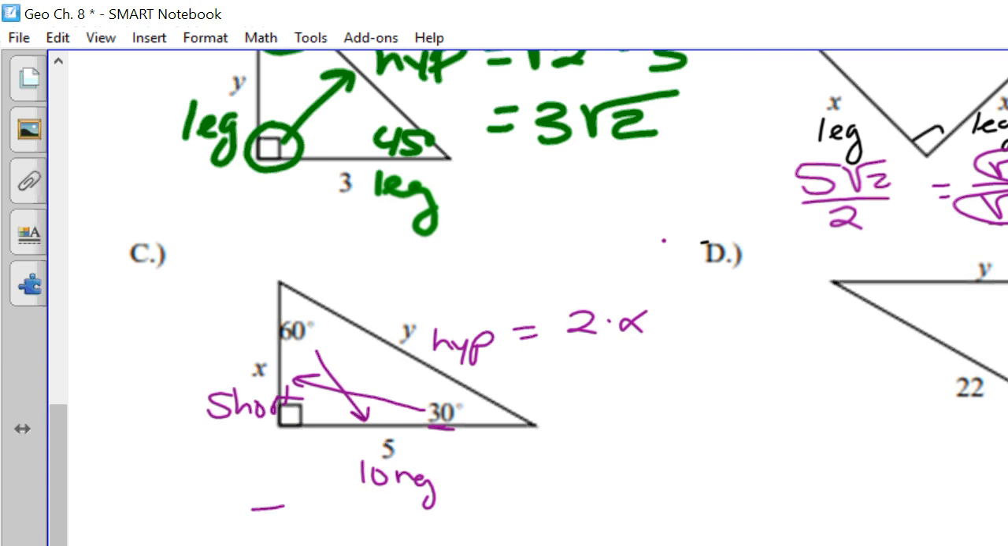The long leg is 5, equals root 3 times the short leg, which is x. Okay, it's a little algebra, but we can solve it. We divide both sides by root 3.